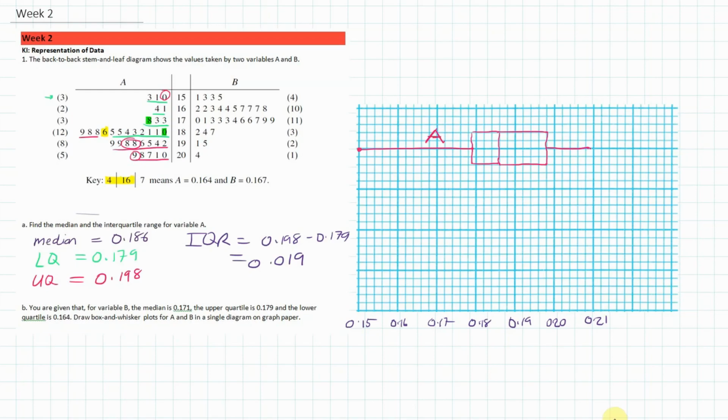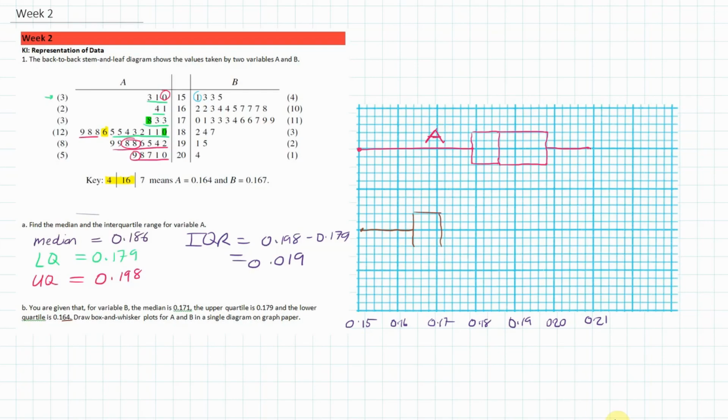And then we'll do B next. We'll do B with the blue. Now the lowest value for B is this one here, 0.151. Maybe that's not a particularly good color. Let's do brown. That's about there. Okay, and we're told that the lower quartile is 0.164. So that is here. The median, we're told, is 0.171, which is there.